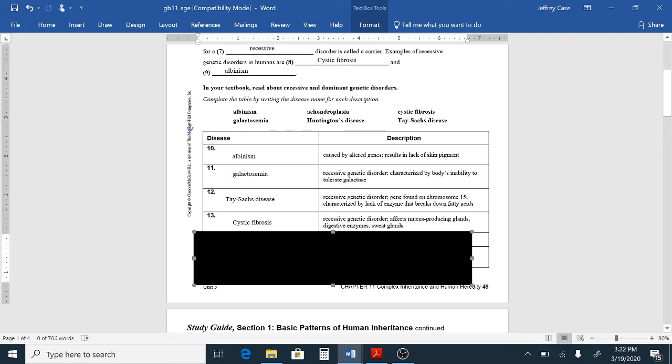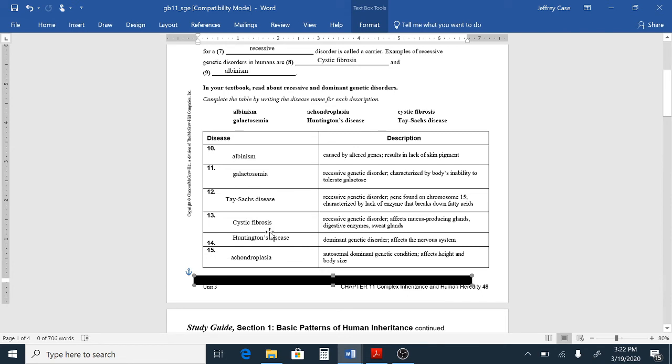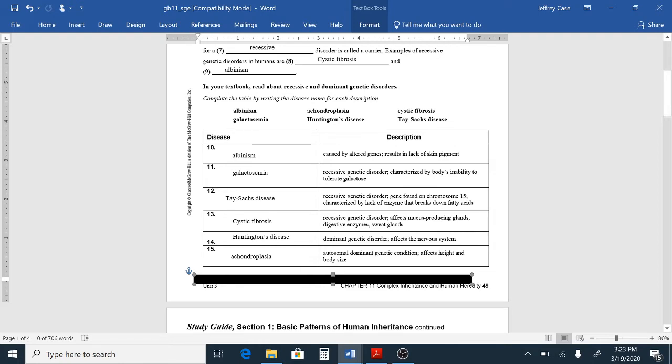Number 13, recessive genetic disorder affects mucus-producing glands, digestive enzymes, and sweat glands. That's cystic fibrosis. 14, dominant genetic disorder affects the nervous system. That's Huntington's disease. And then the last one, autosomal dominant genetic condition affects height and body size, achondroplasia.